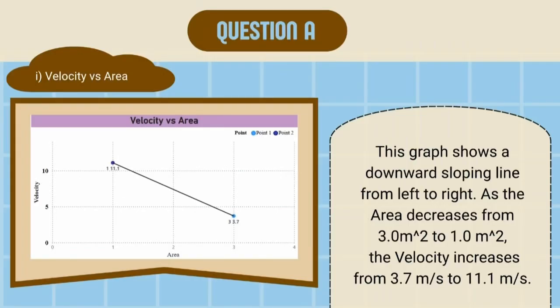To answer question A, I must use Power BI. So in this graph, I include point 1 and point 2. For this graph, I'm showing a downward sloping line from left to right. As the area decreased from 3.0 square meters to 1.0 square meters, the velocity increased from 3.7 meters per second to 11.1 meters per second.